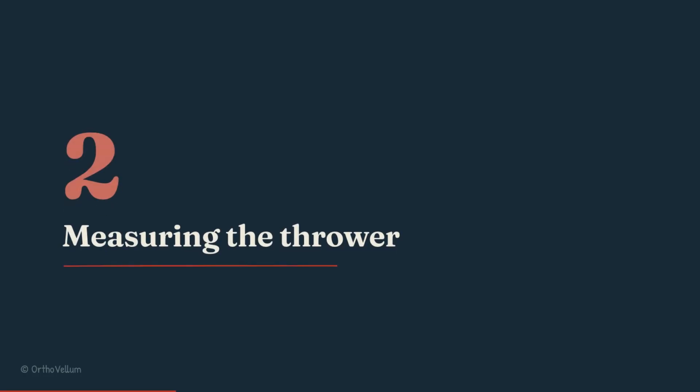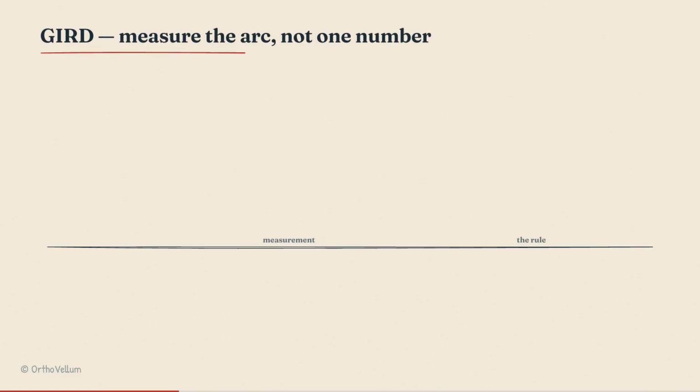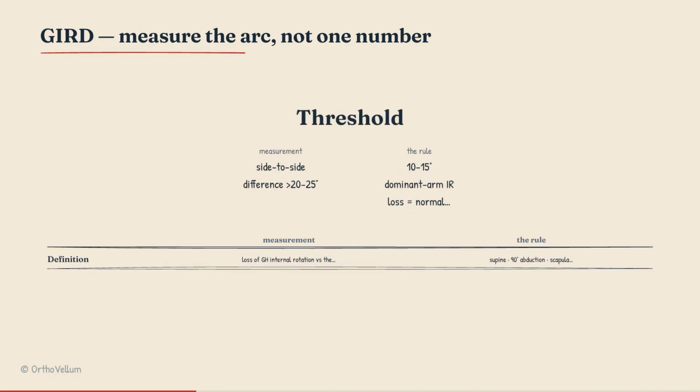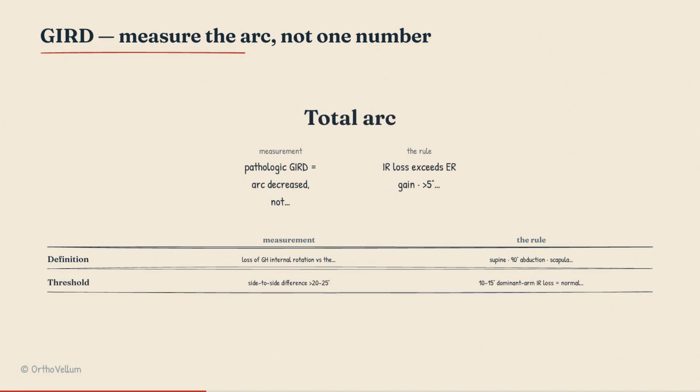Chapter 2. Measuring the thrower. Measure the thrower supine, the shoulder at 90 degrees of abduction, the scapula stabilized to isolate glenohumeral motion, and compare sides. The definition: GIRD is a loss of glenohumeral internal rotation in the throwing shoulder against the non-throwing side. The threshold: a side-to-side difference greater than 20 to 25 degrees. A slight dominant arm loss, 10 to 15 degrees, is normal adaptation. Then the total arc rule: healthy throwers gain external rotation, lose internal rotation, and keep the arc.